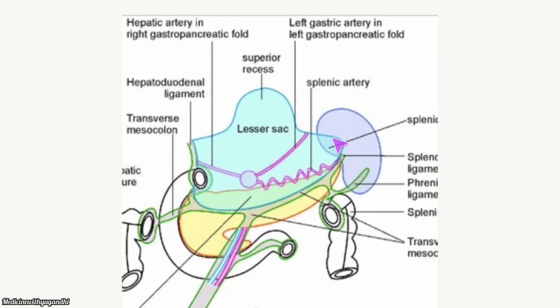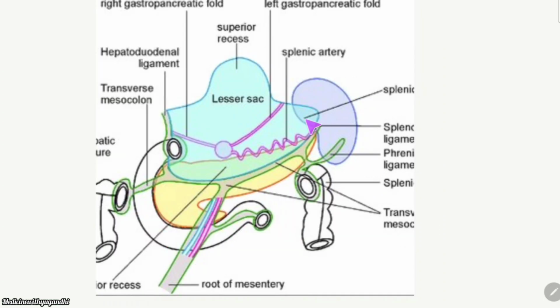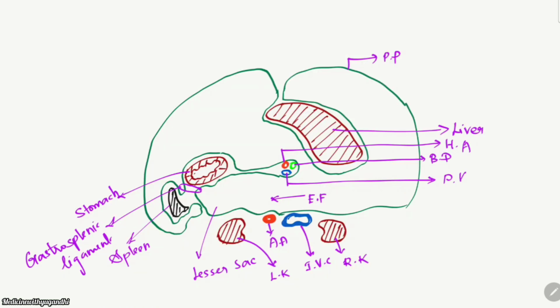Then coming to the splenic recess, what you are seeing here is the splenic recess. This splenic recess lies between the gastrosplenic ligament and the lienorenal ligament. This is the gastrosplenic ligament and this one is the lienorenal ligament. The lienorenal ligament is nothing but the ligament connecting the spleen with the left kidney. So the portion of the lesser sac between the gastrosplenic ligament and lienorenal ligament is the splenic recess of the lesser sac.